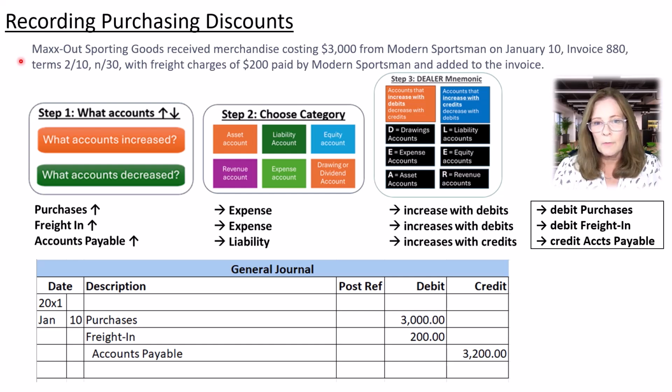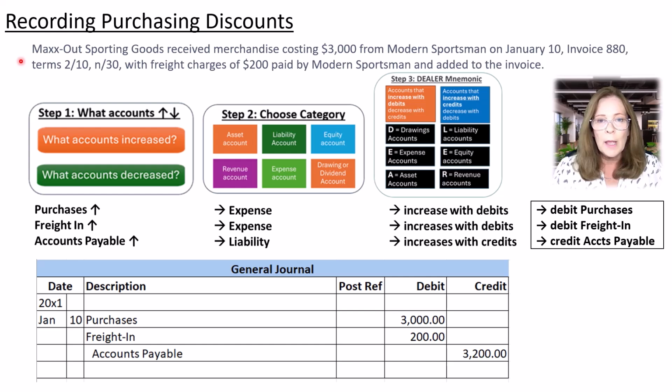Here's an example of a purchase discount or early payment discount. Max Out Sporting Goods received merchandise costing $3,000 from Modern Sportsman on January 10th, invoice 880, with terms of 2% for 10 days or net 30 days, with freight charges of $200 paid by Modern Sportsman and added to the invoice.